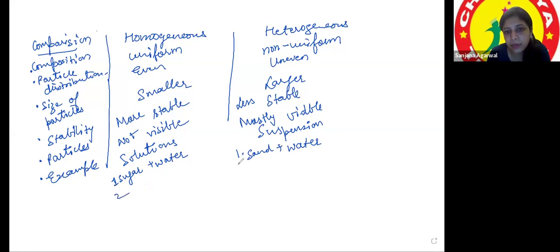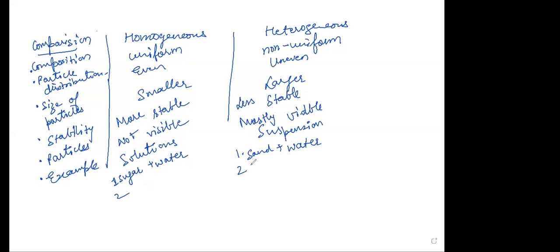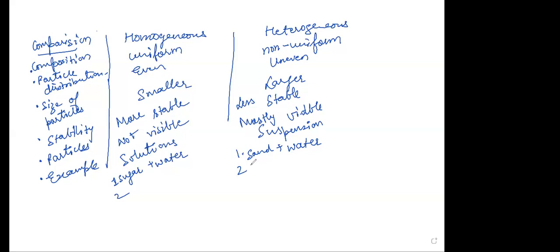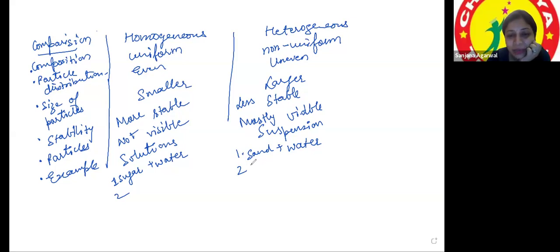State the next example. Ma'am, salt and water? Salt and water again is homogeneous, correct? Ma'am, is Coca-Cola a mixture? Homogeneous, correct. More: lime juice in water and honey in milk. These are all homogeneous mixtures.